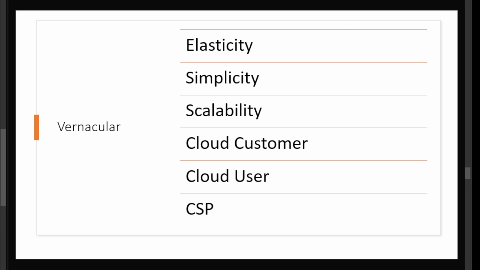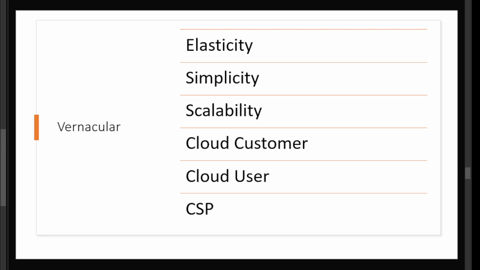Could be an individual, could be a company. And the user, on the other hand, is just someone using cloud services. The user could be an employee who's using the cloud customer's services that they've purchased from the cloud service provider, which brings us right on to the CSP, Cloud Service Provider.